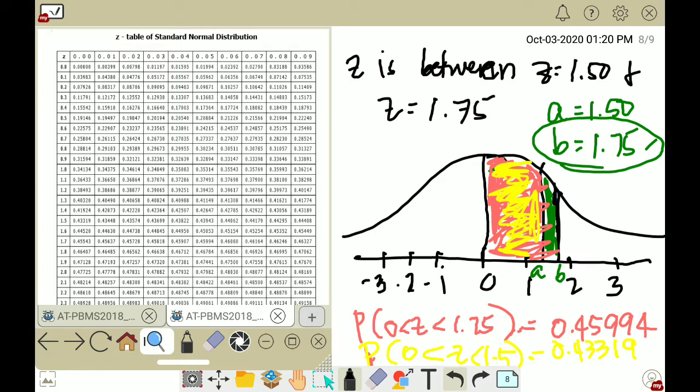This is 0.02675. So it really depends on where the area is located. As long as you know how to analyze your illustration, you can really find the area which is what you're looking for.